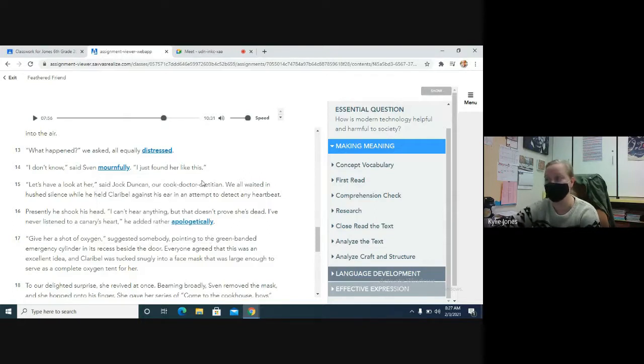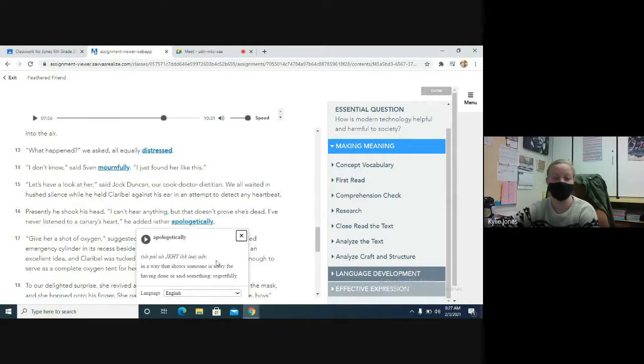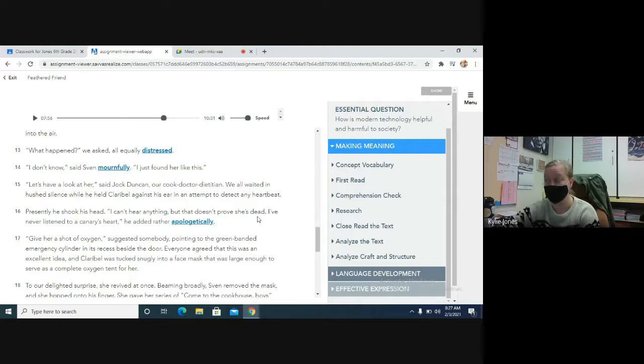That's what mournfully means. And then our next vocabulary word is apologetically. This one I think we can guess. What does it mean to be apologetic? So being like, I'm sorry that this happened. Yeah, you're basically saying you're sorry. Everybody feels sorry that this is happening. They're regretting that this poor animal is dead. But yeah, there's some of our vocabulary words.